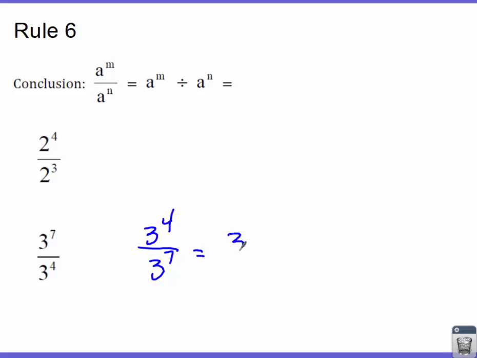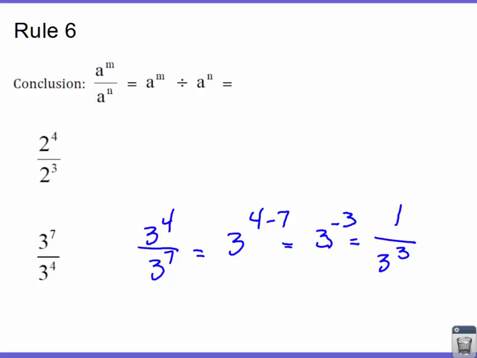Well, when we do that, we end up with 3 to the 4 minus 7, which gives us 3 to the negative 3rd power. Well, we learned in rule number 4 that the negative is going to flip the expression. So this becomes 1 over 3 to the 3rd power. And that's where we would evaluate it. We would evaluate 3 to the 3rd in the denominator, because you're not allowed to leave a negative exponent in the problem.